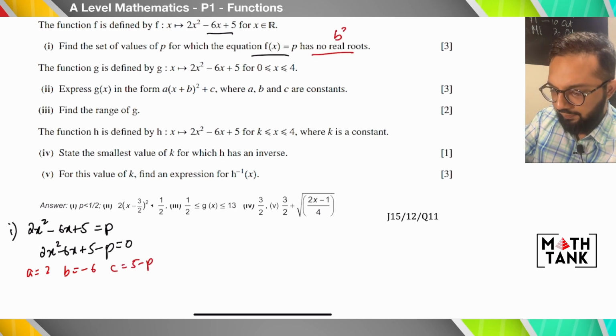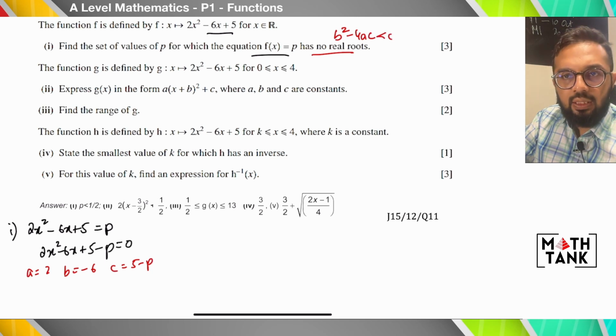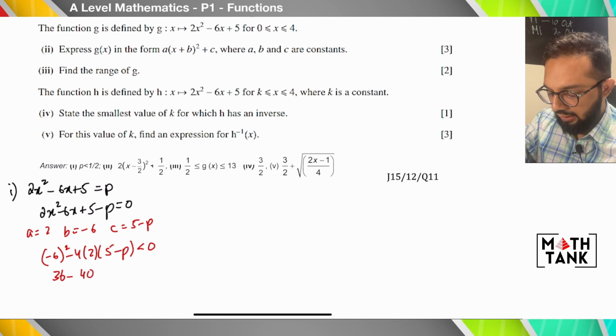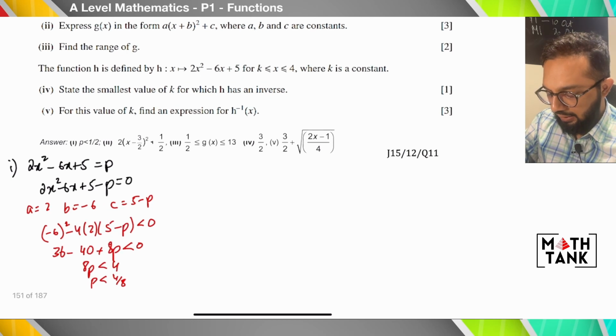No real roots, therefore b squared minus 4ac is less than 0. So 36 minus 40 plus 8p is less than 0. 8p is less than 4, and p is less than 4 over 8. Just p is less than half.